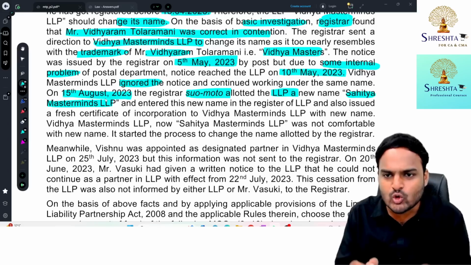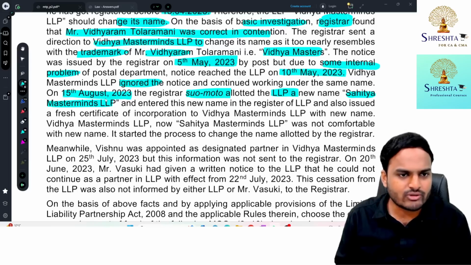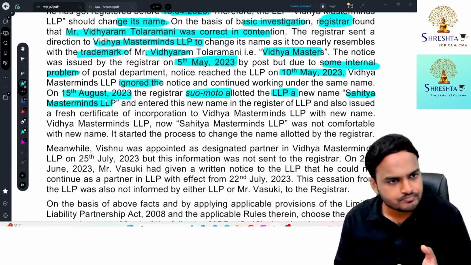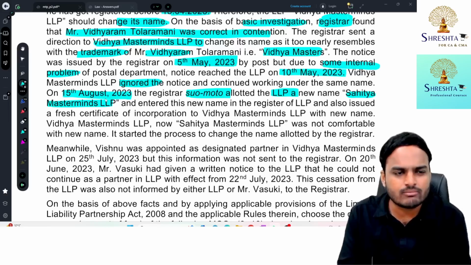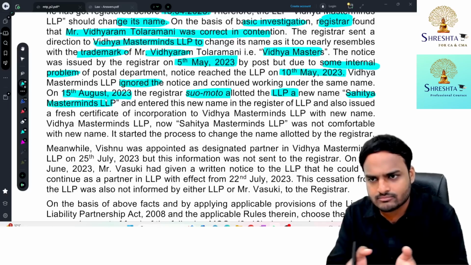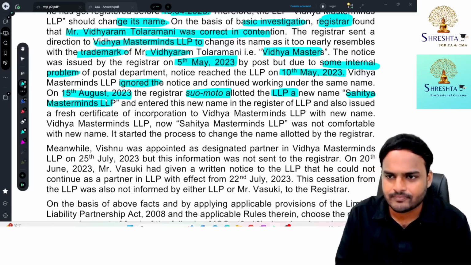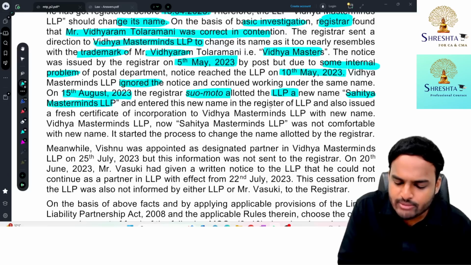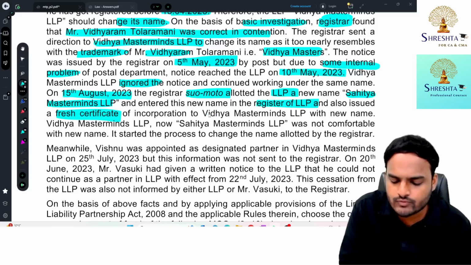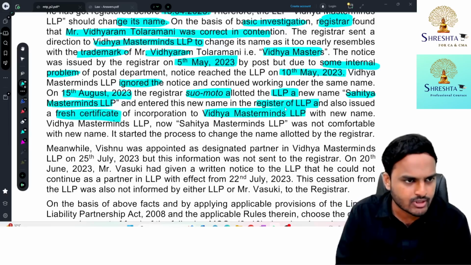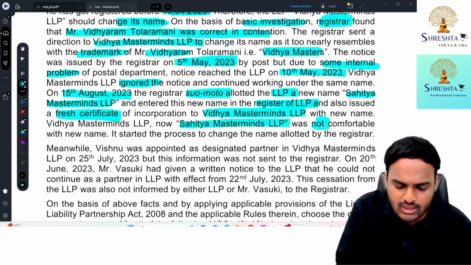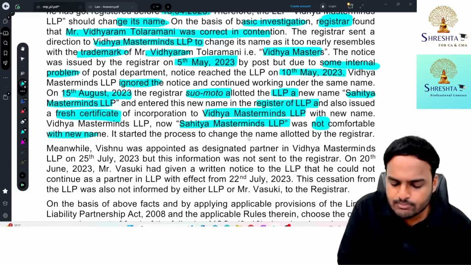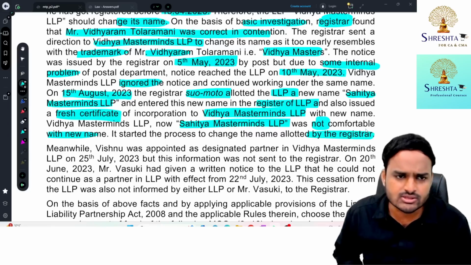So the LLP ignored the notice. Now the registrar has the power to change the name of the LLP. Of course, the powers of the central government are already delegated to the registrar. Is it clear? The registrar entered the new name in the register of LLPs and also issued a fresh certificate of incorporation to Vidya Masterminds LLP with the new name. Vidya Masterminds LLP, now Sahitya Masterminds LLP, was not comfortable with the new name. It started the process to change the name allotted by the registrar.